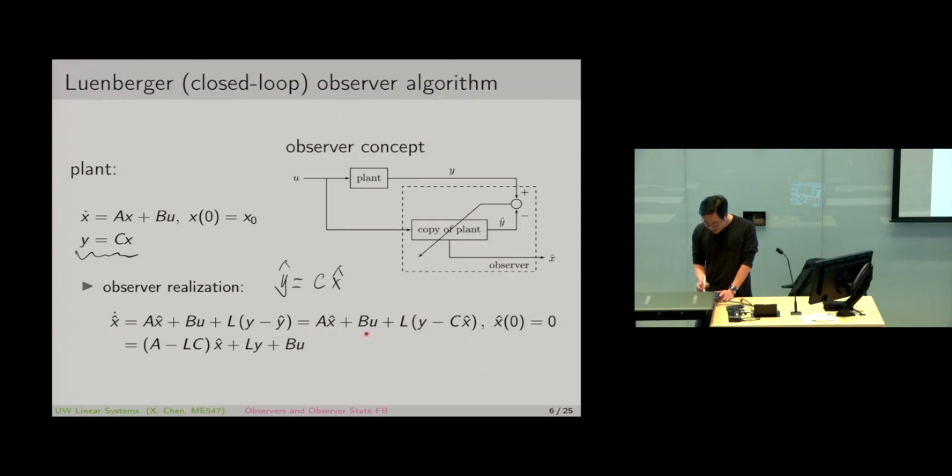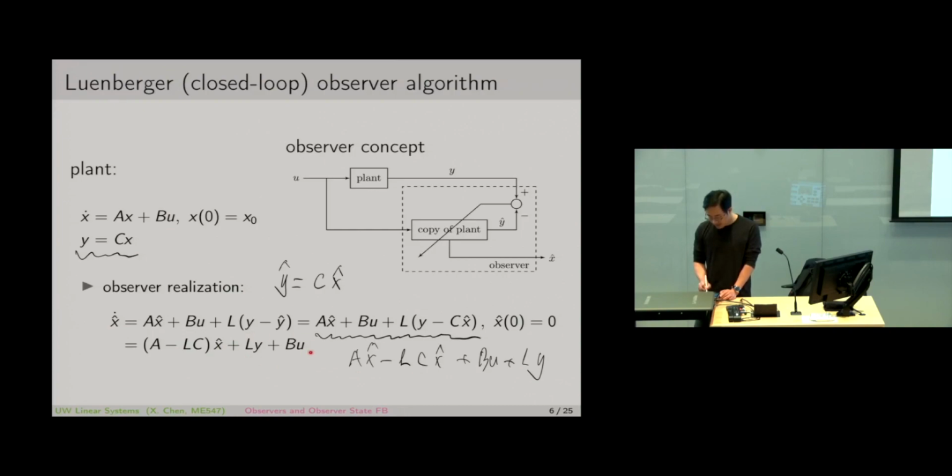Now, with this one, we can do some analysis. We see that there are two x hat terms. We can combine them, A x hat minus L C x hat. And then there is this Bu plus L y term. The two x hats can be combined together, and the new scaling element in front of x hat is going to be A minus LC.